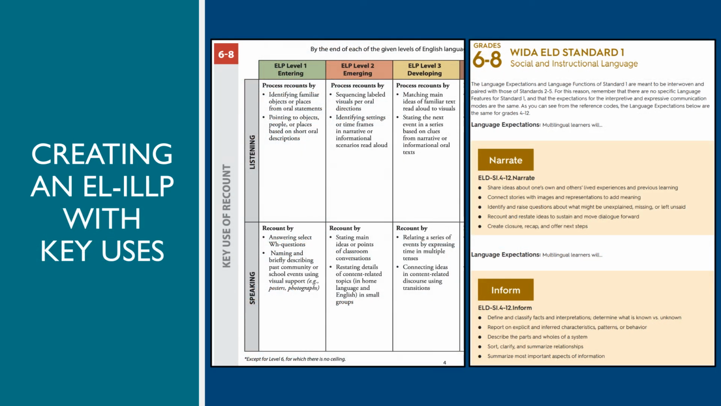This slide includes the two visuals that are representative of can-do descriptors and communication modes, narrate and inform. The can-do descriptors are activities you can utilize for planning and instruction. As you can see, I only included levels 1 to 3, Maria's range of language proficiency. The communication mode, narrate and inform, is the language expectation that can be used for speaking. Note that the 6th through 8th grade WIDA ELD Standard 1, Social and Instructional Language, is presented in this slide.